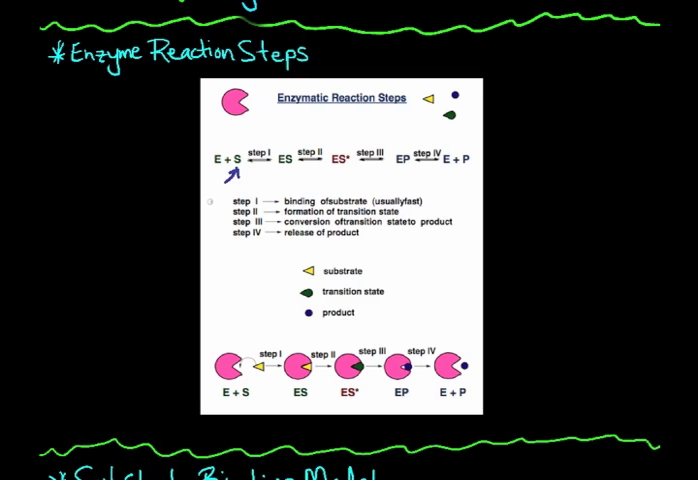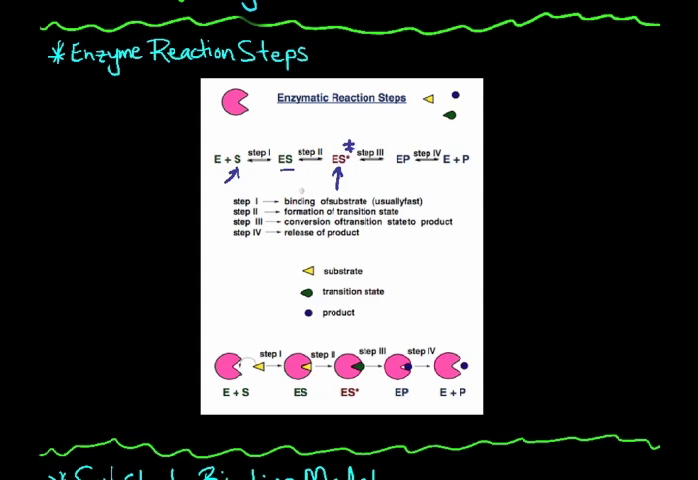So in the first step of an enzymatic reaction, the enzyme has to bind the substrate, okay, and that step results in the formation of an enzyme substrate complex, okay. Then step 2 involves the formation of what is called the transition state, and sometimes the transition state is designated as a double hash mark. And the transition state is extraordinarily important, and we're going to talk a lot about it in detail.